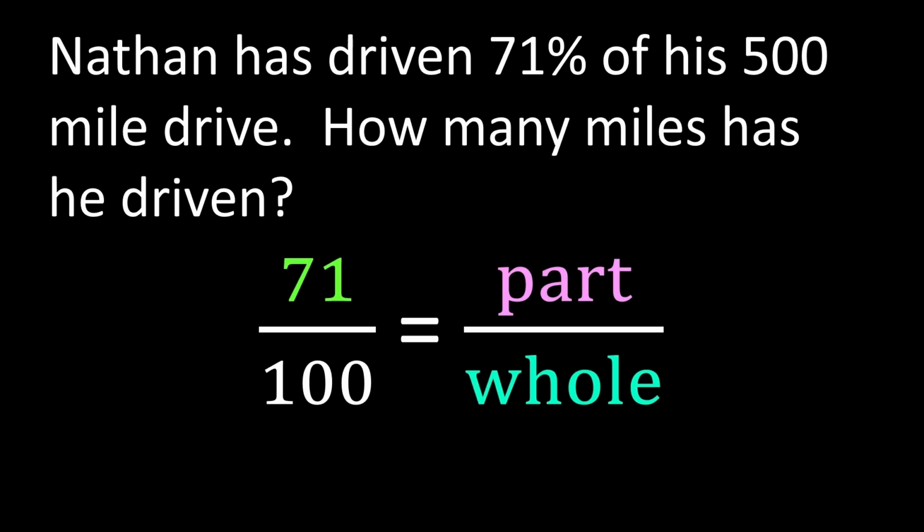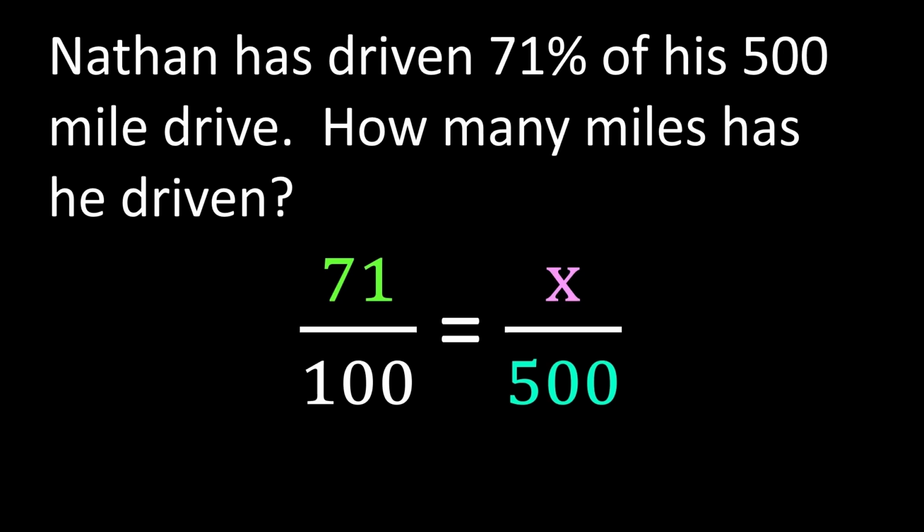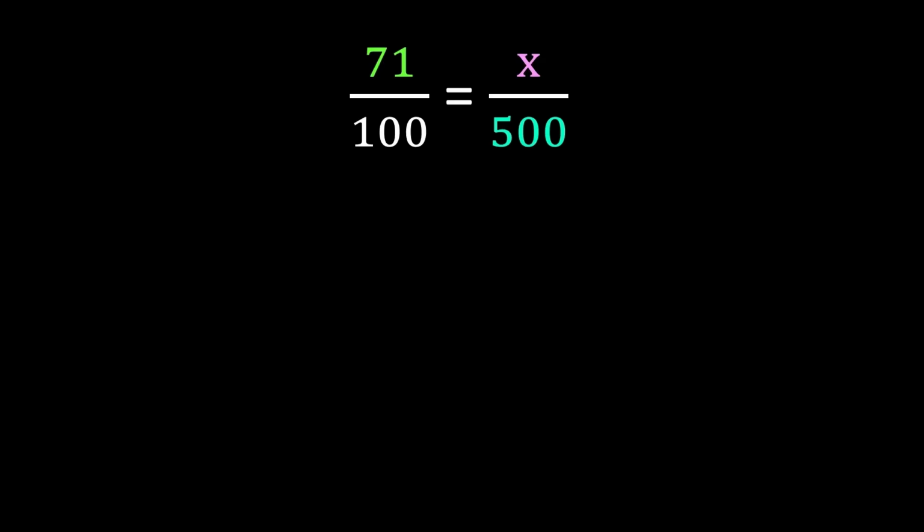Then we want to know how many miles he's driven so far. We're not looking for the total. The total is his 500-mile drive, so the 500 is going to go on the bottom where the whole is. We're solving for the part. We want to know what part of 500 is 71%, so that's where our variable is going to go. Now we have the proportion 71 over 100 equals x over 500, and we're solving for x.